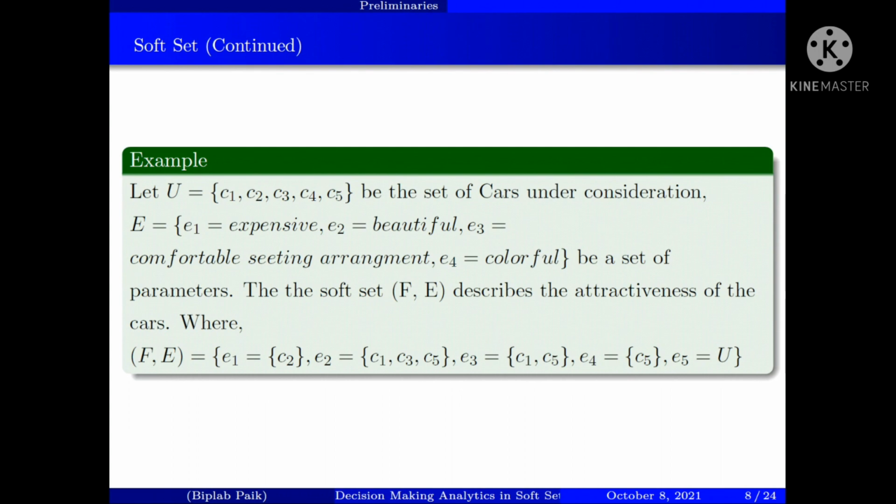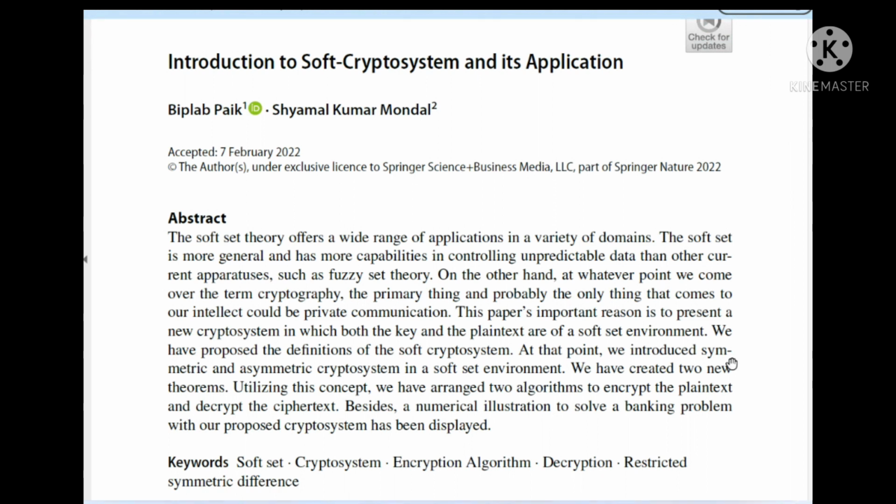Now it is time to discuss our work in this paper. First, we wrote a summary of the article in the abstract section. Now let's look at the abstract of the article. The soft set theory offers a wide range of applications in various domains. The soft set is more general and capable of controlling unpredictable data than other current apparatus such as fuzzy set theory. On the other hand, whenever we hear the term cryptography, the primary thing, and probably the only thing, that comes to our mind is private communication.